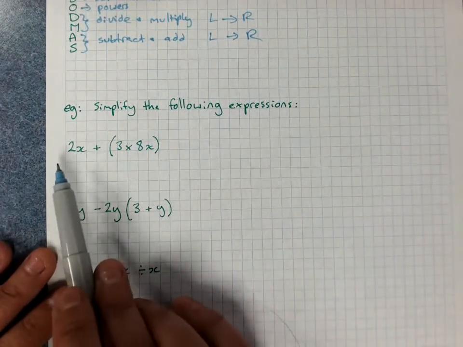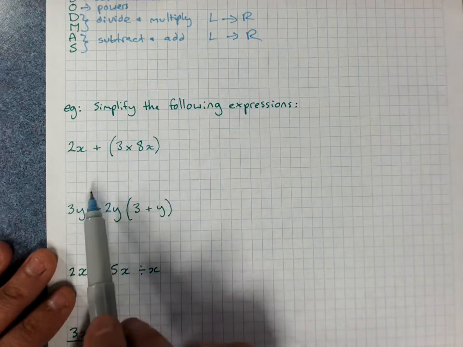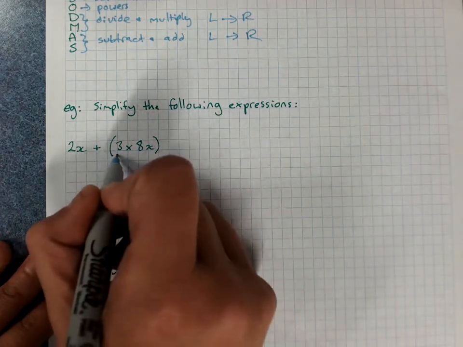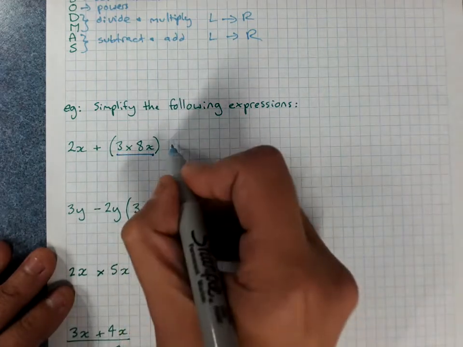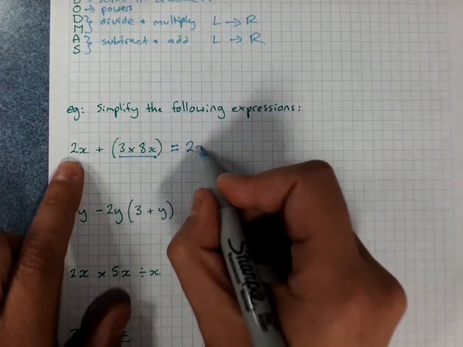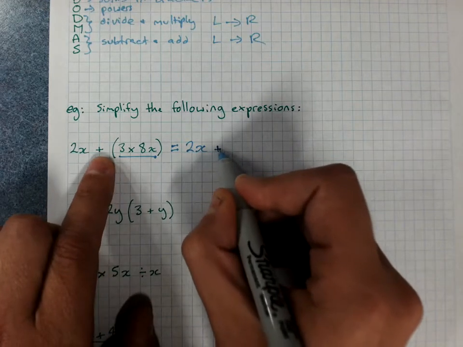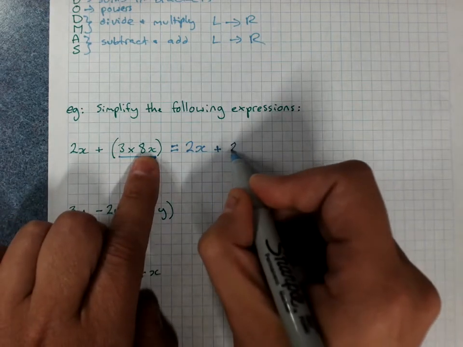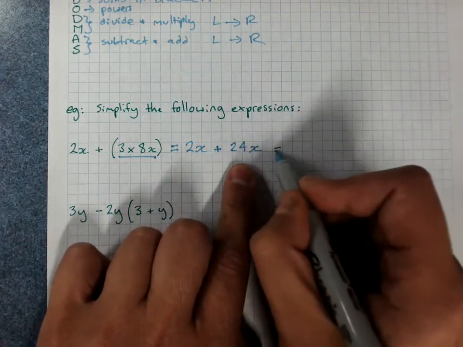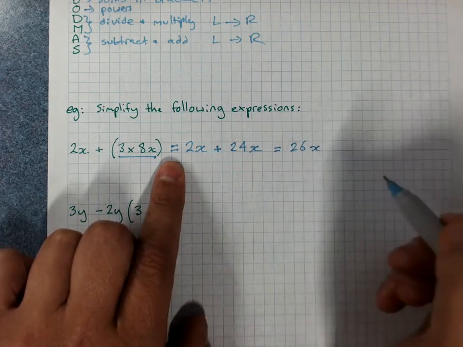Simplify the following expressions. 2x plus, in brackets, 3 times 8x. Now, even without the brackets, we would have had to do that multiplication first. Underline what you've got to do first. Equals. We keep this 2x plus, because that's going to have to be here for next step. 3 times 8x, so plus 3 times 8x, 24x. Now, 2x plus 24x, I'm adding. I have 26x. We're done.